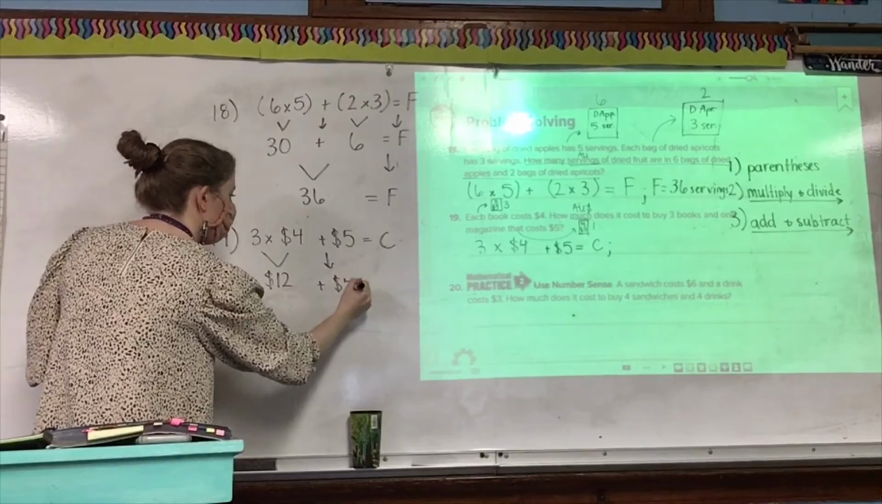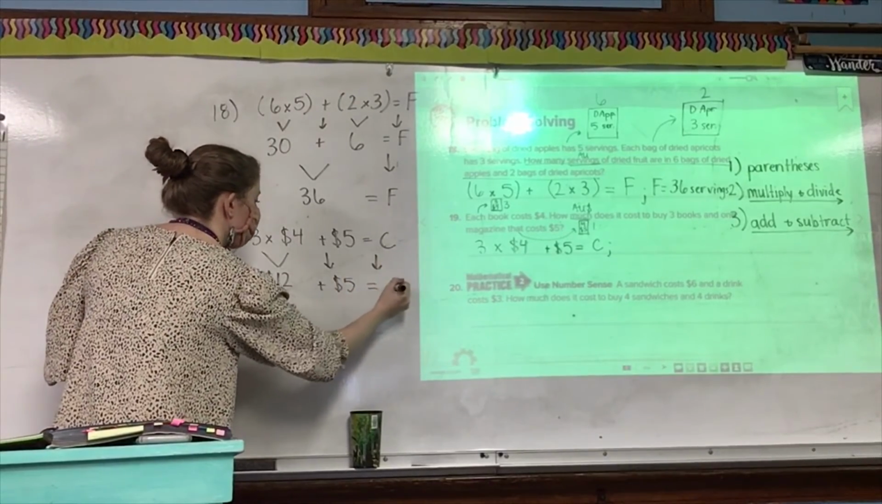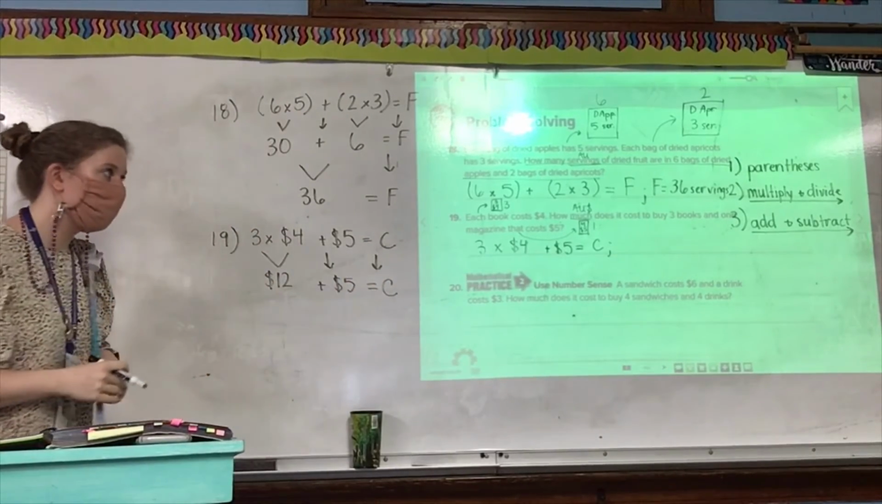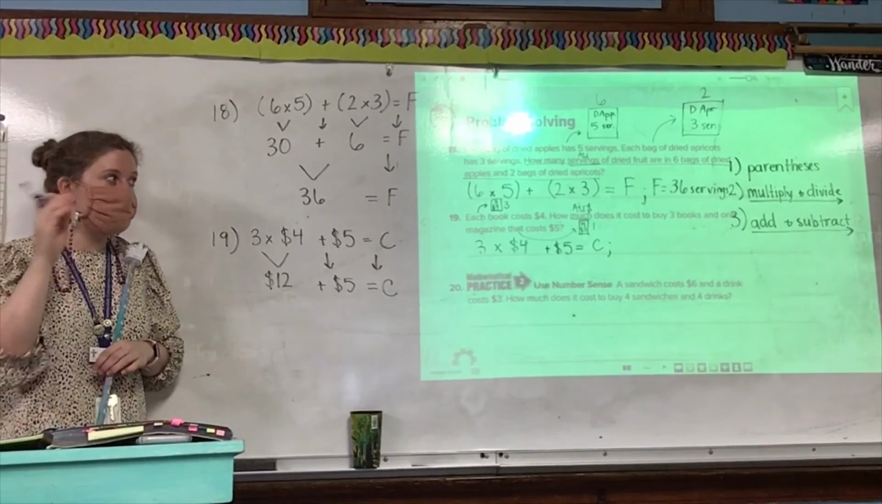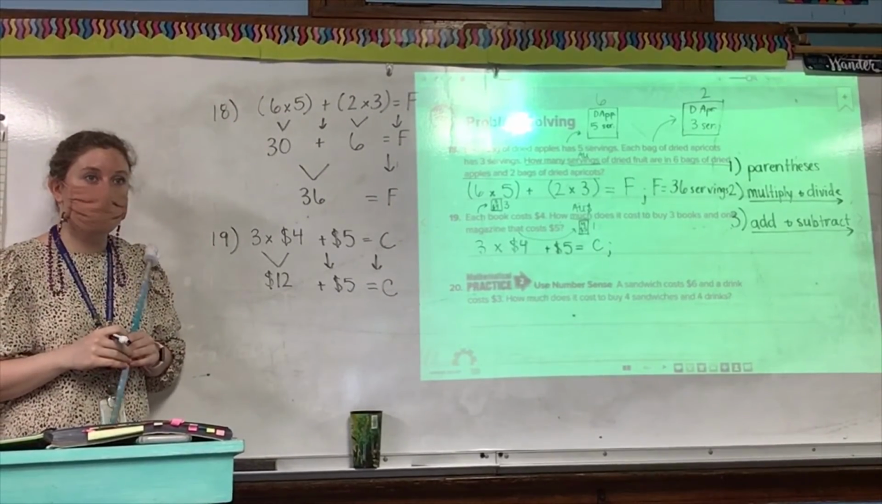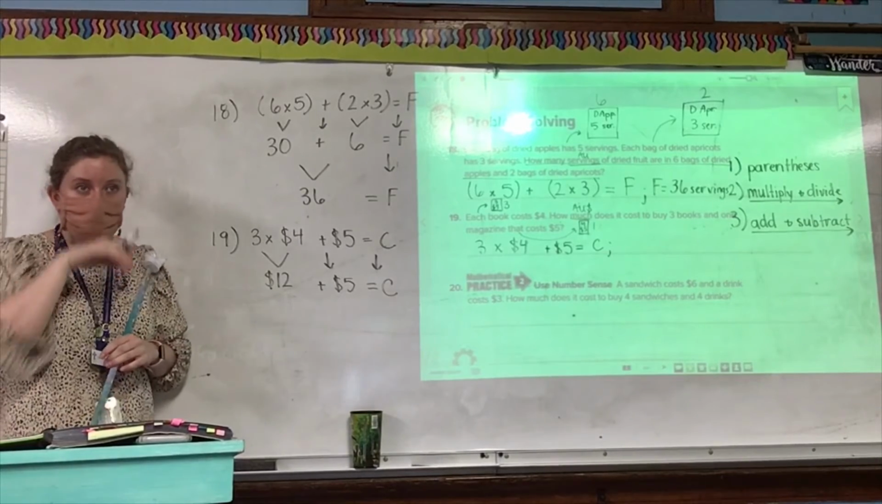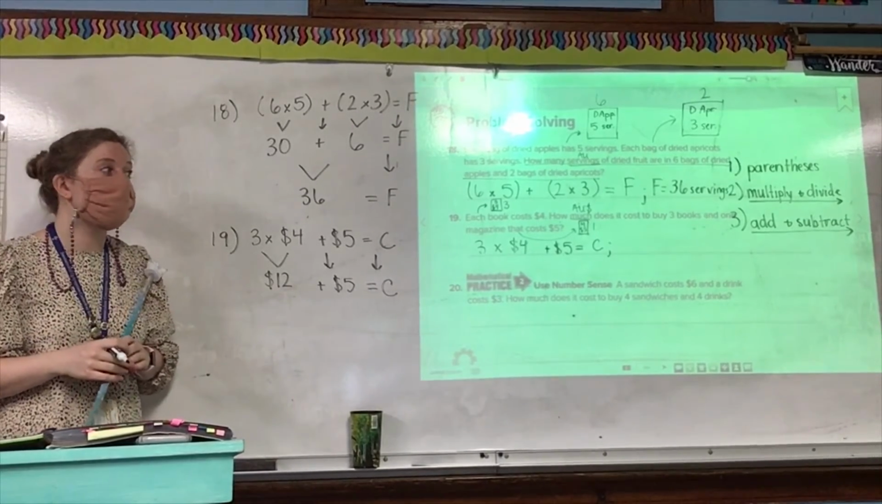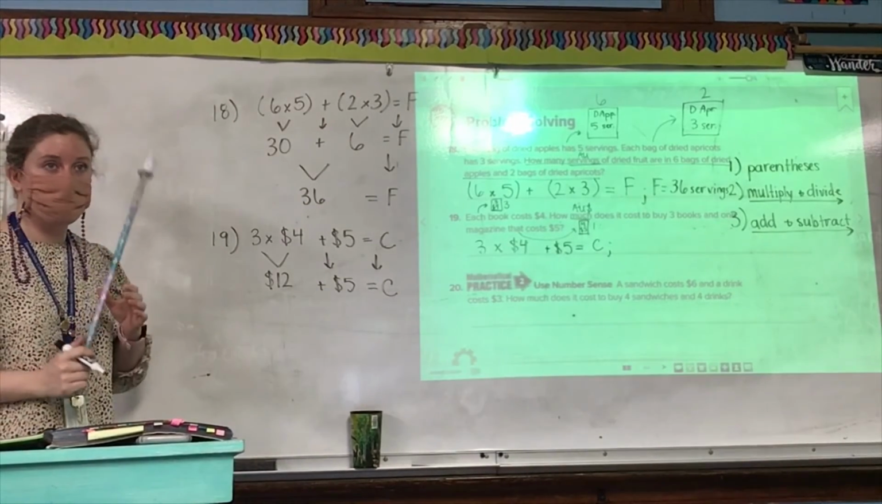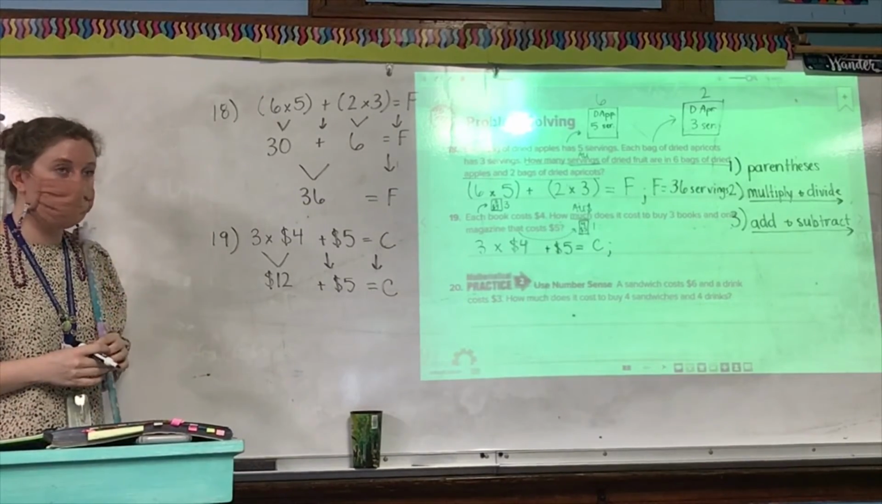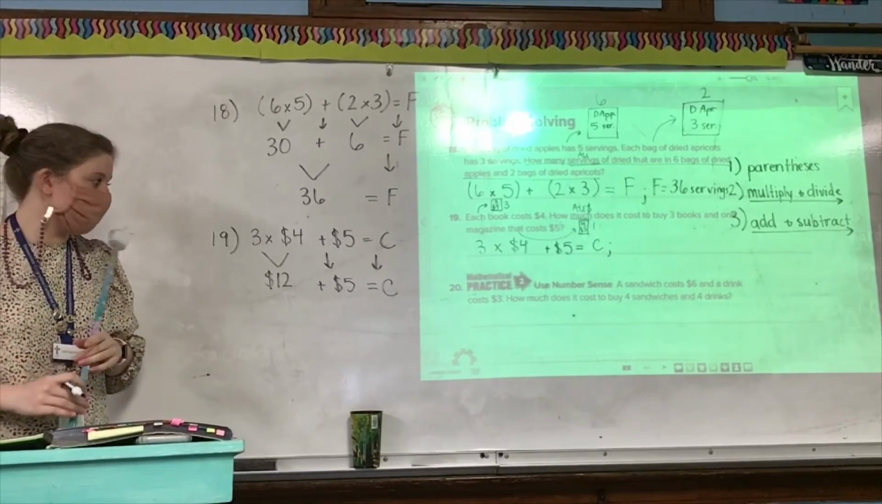Plus $5 equals C. Is there any more multiplication and division, Lena? No. So what do I do? You go to the third one. I go to the third step, which is add and subtract from left to right.